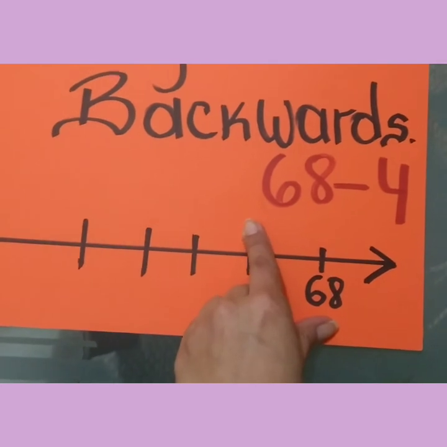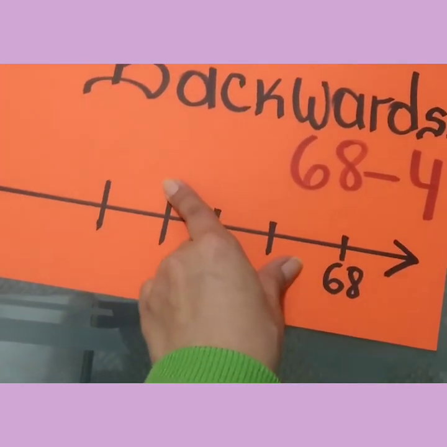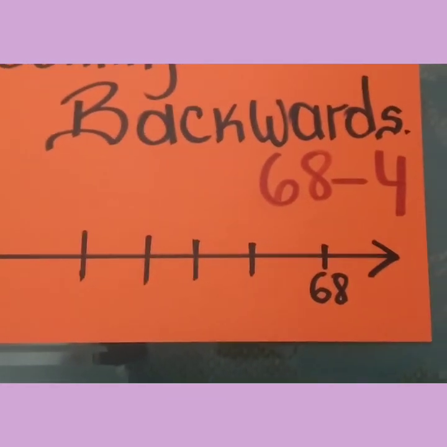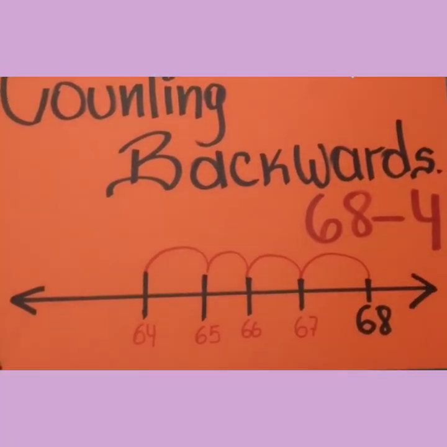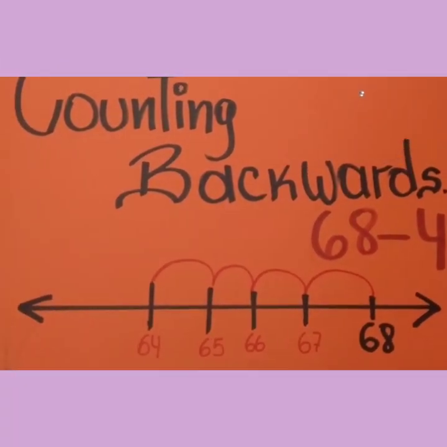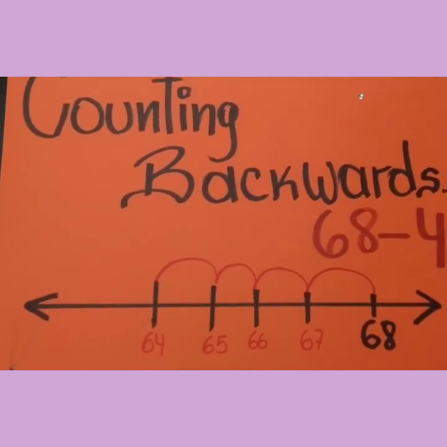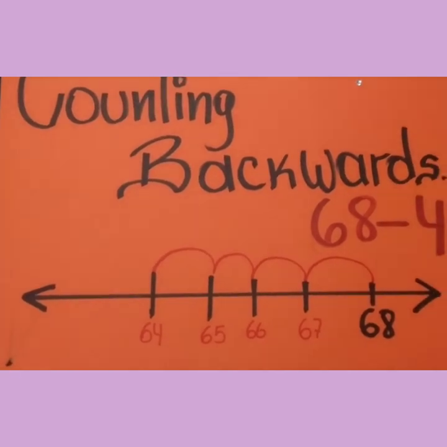67, 66, 65, and 64. In that way, you will get the product. In this case, you can use the strategy you feel comfortable with to solve that subtraction with regrouping.